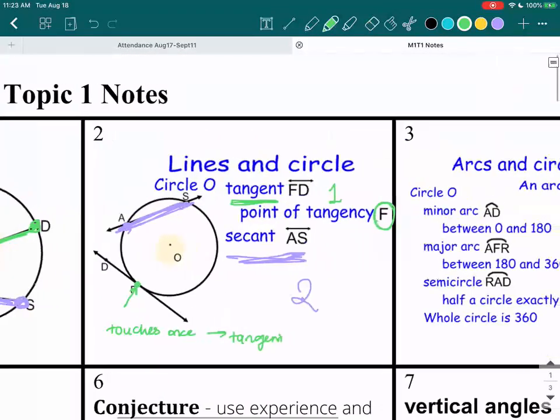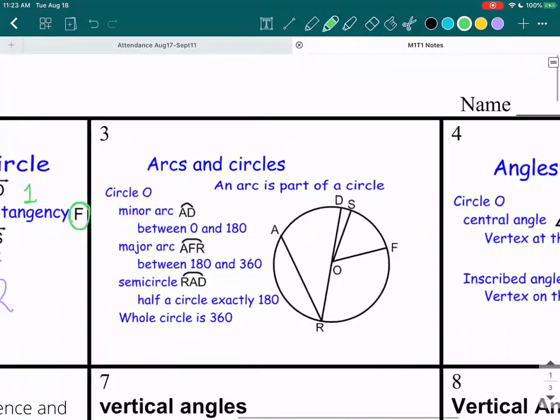Let's go on to number 3, arcs and circles. Okay, so circle O, once again, because the center is the letter O, and there's different types of arcs. An arc is just a curvy part on the outside of the circle, okay? It's a part of the circle. That's what it says right here.